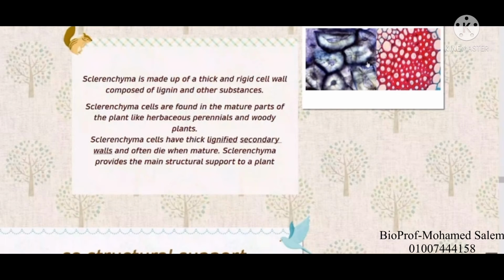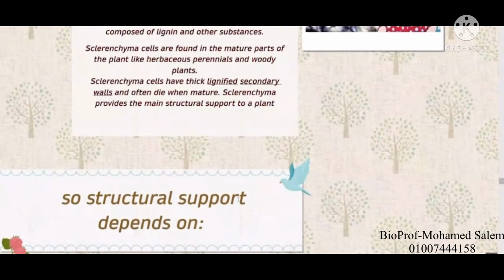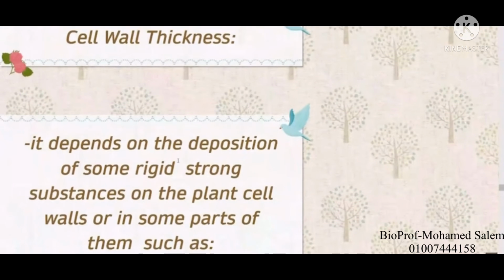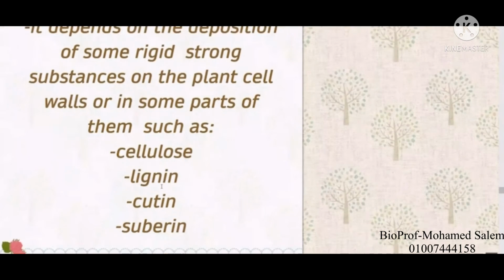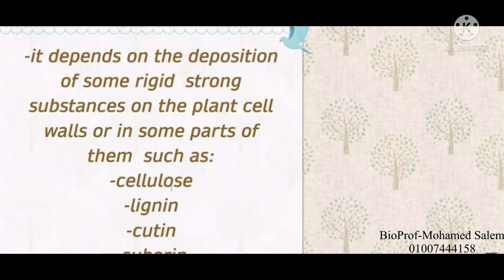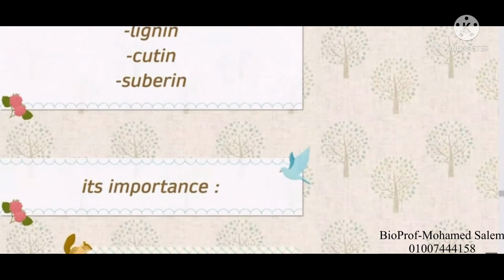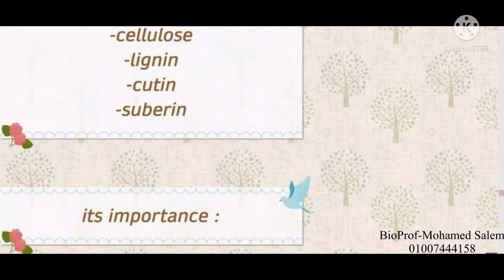As we can see, they have a secondary wall. There is a primary wall and a secondary wall with lignin, so this is a stronger material. They have cellulose in the cell wall and they have lignin. So it is the most supporting tissue. So structural support depends on the cell wall thickness. It depends on the position of some rigid, strong substances in the plant cell wall, such as cellulose, lignin, chitin, suberin. Okay. So what is the importance of this structural support?